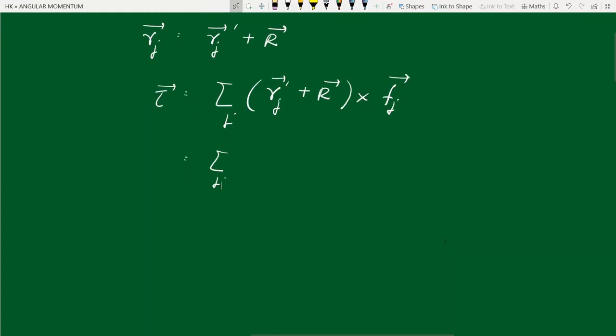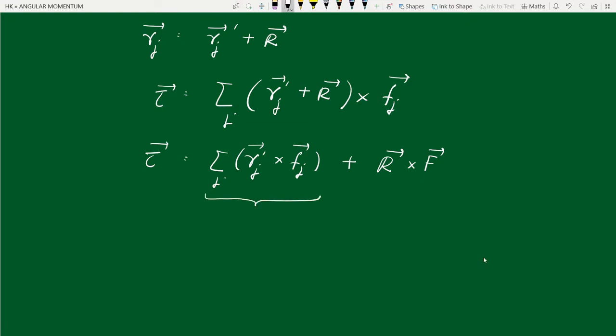So we can express this as a sum of two terms. The first term is the sum over j of Rj prime cross Fj, plus the second term, the sum over j of capital R cross Fj. But capital R is independent of the summation, so if you take it outside, what you get is capital R cross the sum over j of Fj, which is the total external force acting on the body, on the center of mass of the body.